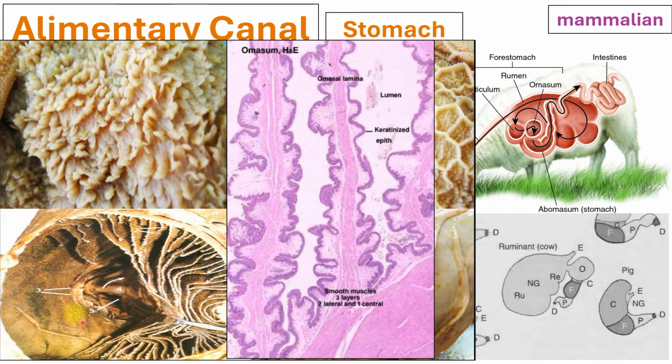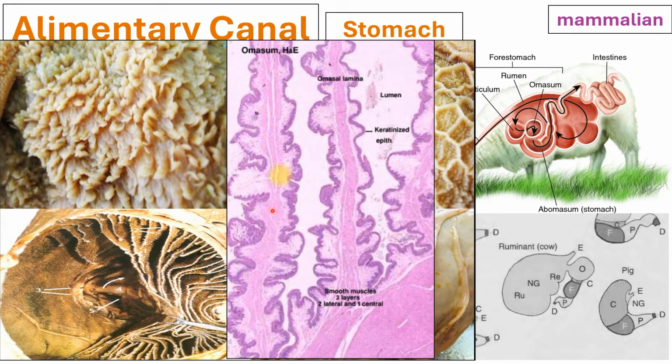For your omasum, the lamina or omasal folds are very extensive. The layman term for this in Tagalog is book or libro because it looks like the pages of a book. And since the omasal papillae is very, very extensive, this time around, the muscularis mucosae is very extensive again and well developed.